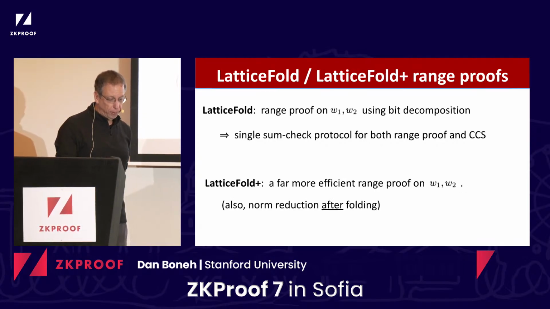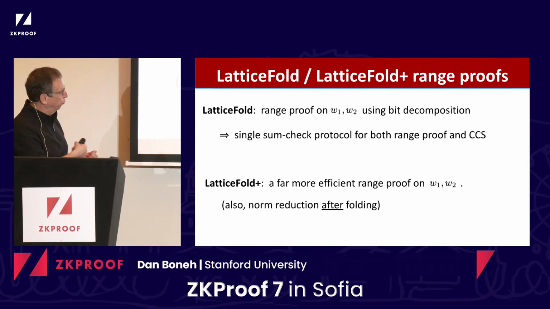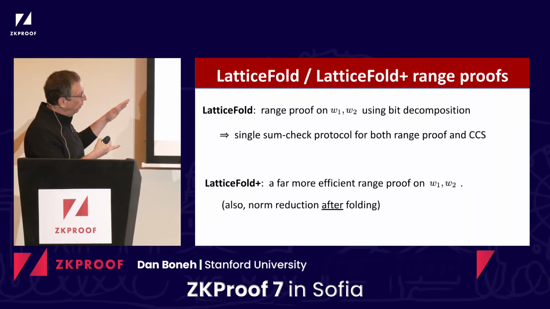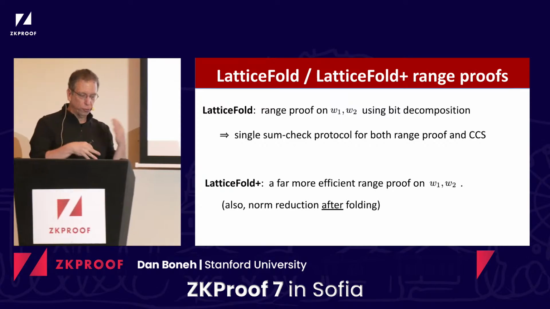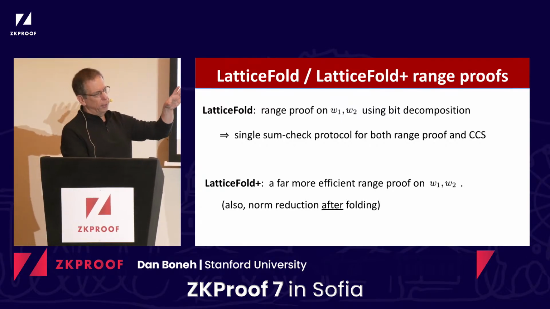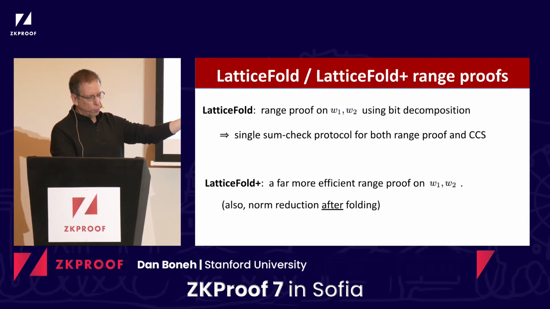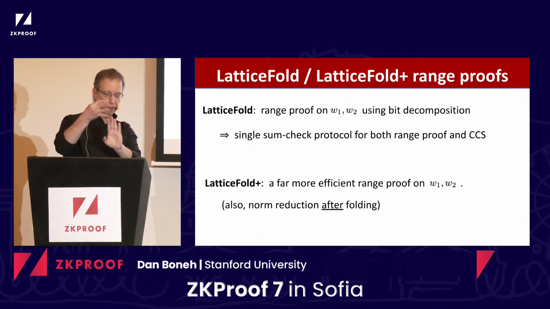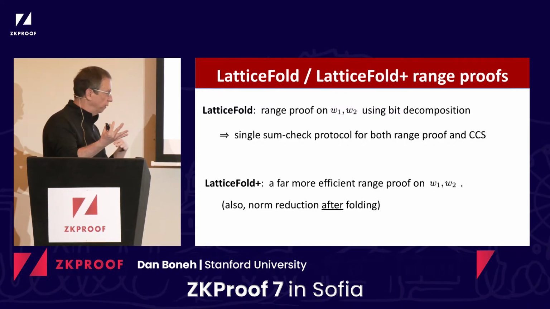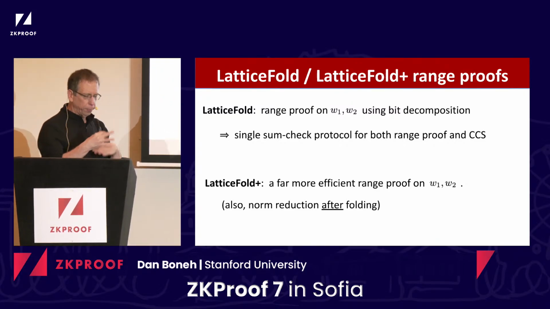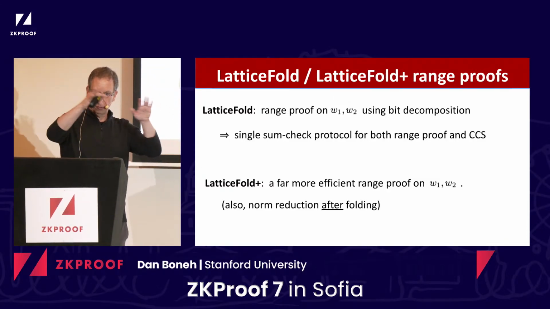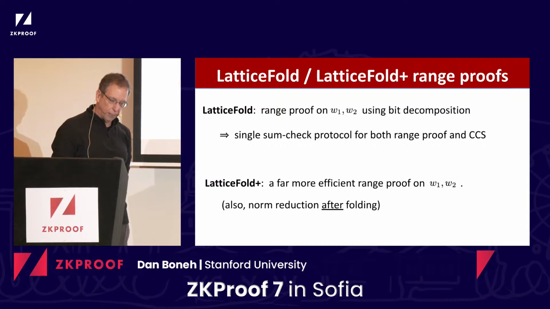So LatticeFold Plus uses a much more efficient range proof for W1 and W2. It turns out for convenience reasons, we also changed a little bit how LatticeFold works. The way I described it so far is we decompose and then we fold so that the folded witness has a short norm. And it turns out in LatticeFold Plus, it's better to fold and then decompose to reduce the norm of the folded statement.